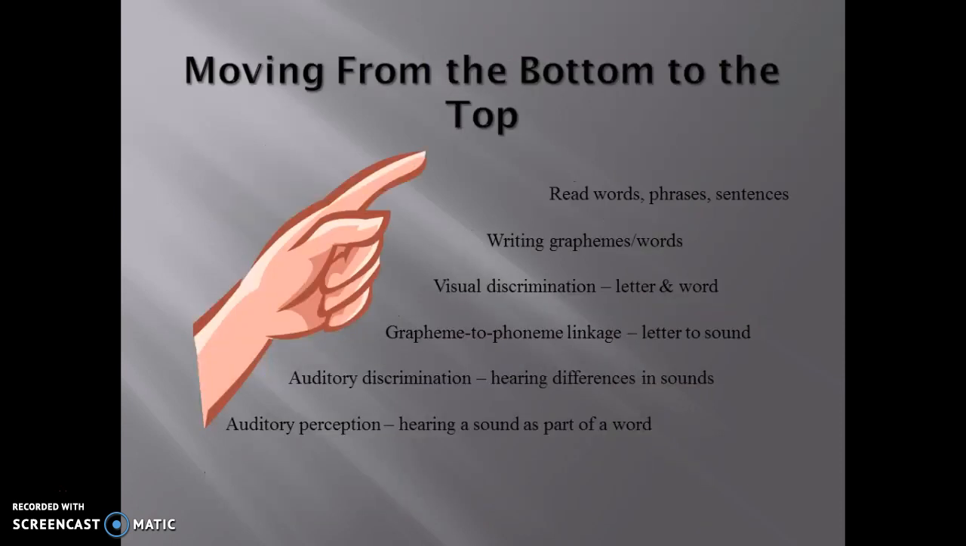So how do we move to the top-down strategies from the bottom? Well, we're going to begin with auditory perception, moving up to auditory discrimination. So they need to be able to hear the sounds as part of a word, but then they also need to hear the difference in the sounds, the difference between P and F, for example. Grapheme to phoneme linkage, being able to identify the letters to the sound correlation, discriminating letters and words, writing letters and words, and then eventually reading and writing words, phrases, sentences, books, novels, you name it.